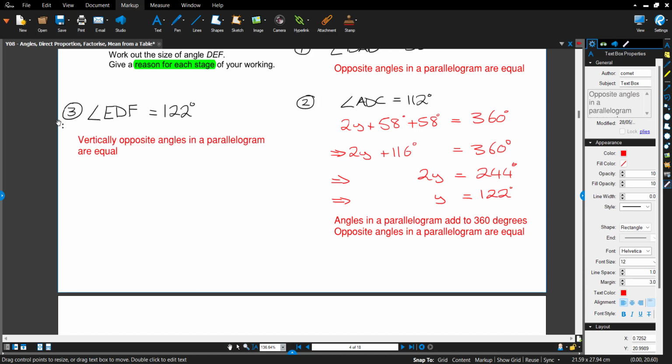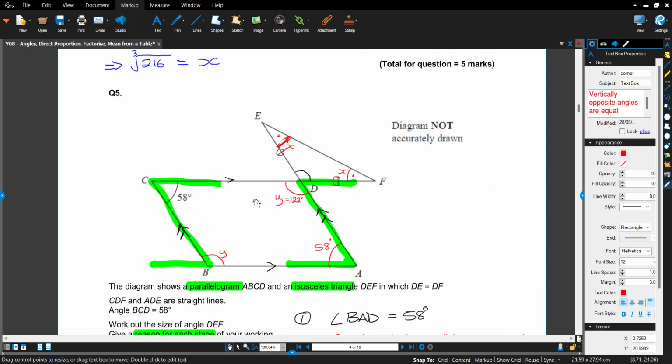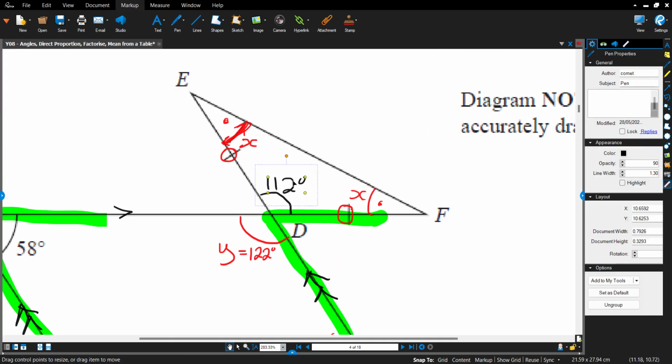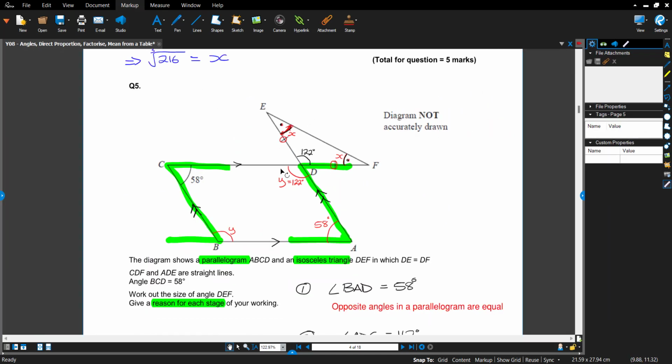Vertically opposite angles are equal. Cool. So that's 122 degrees. And then looking at the triangle up here, why did I write down 122 degrees? We know that angles in a triangle add to 180, and we know that x, this angle and this angle are the same because they're the base of an isosceles triangle. So let's say that.